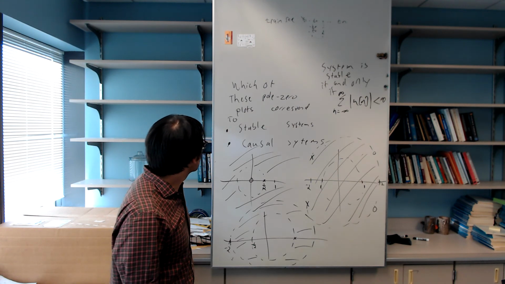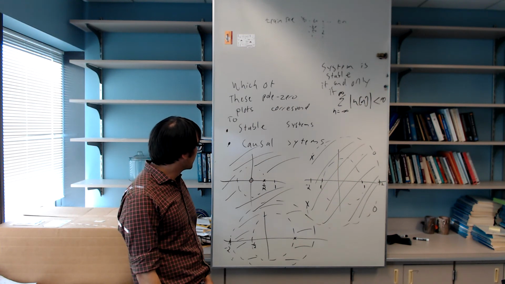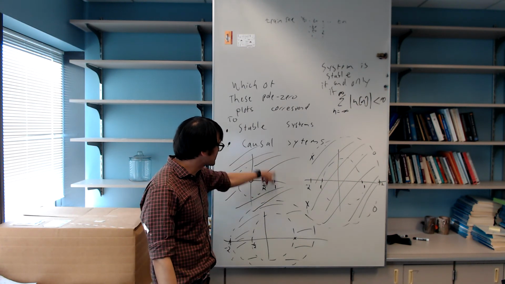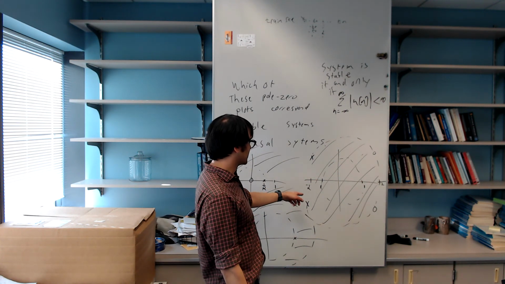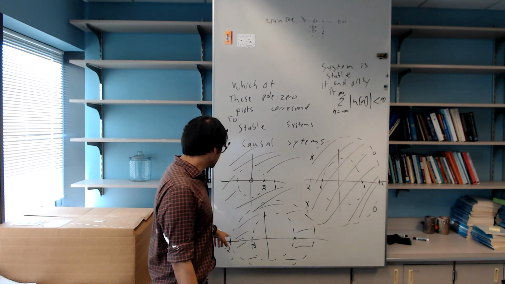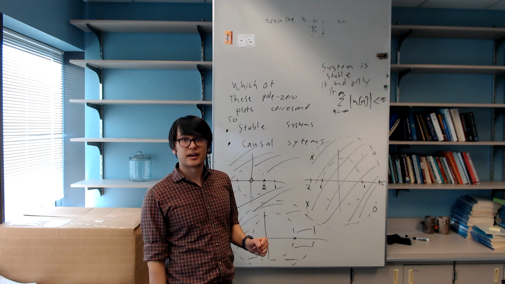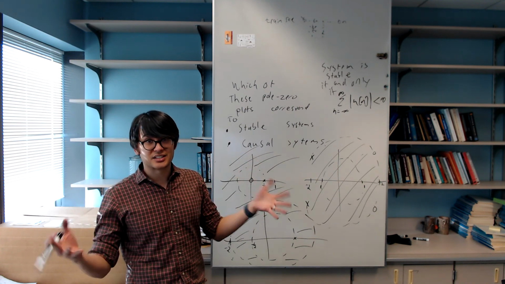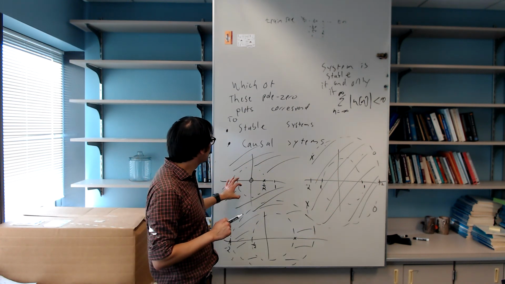So let's think about which of these are stable. Is this one stable? Yes, because it's got the unit circle in there. Is this one stable? Yes, because again it's got the unit circle in there. Is this one stable? Yes, because it's got the unit circle in there. That's really easy. Just looking at the plot, we can tell which things are stable and which are causal.